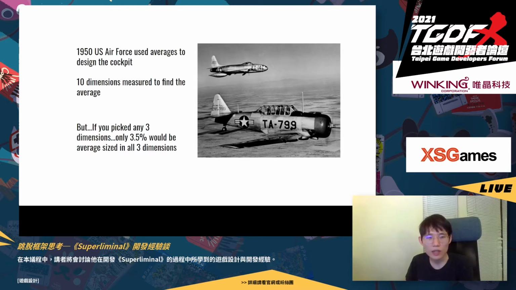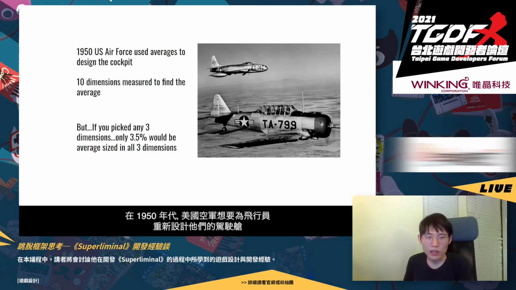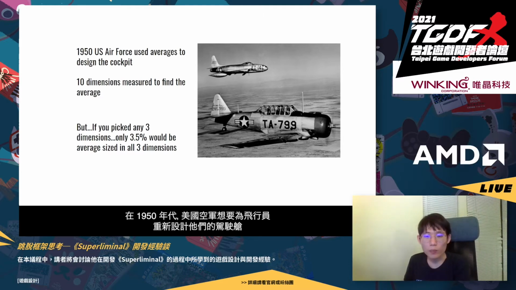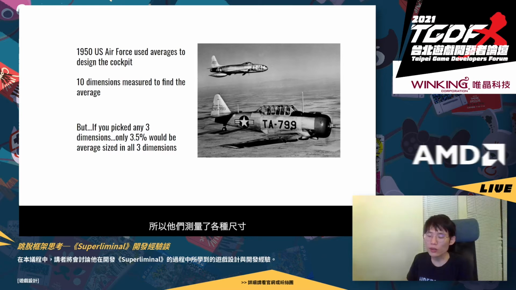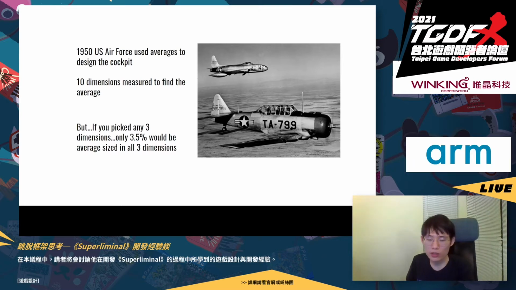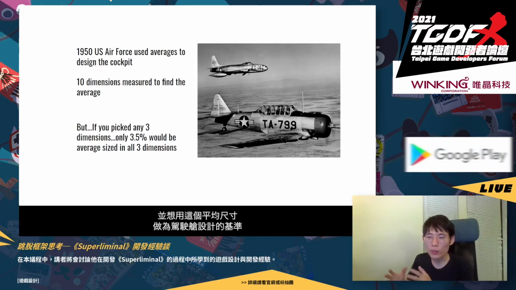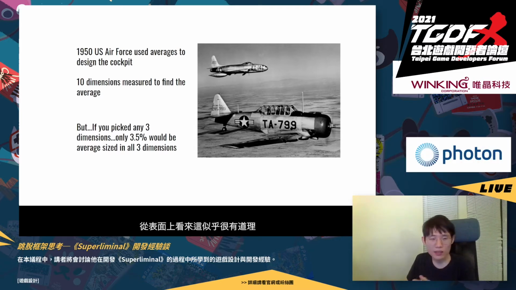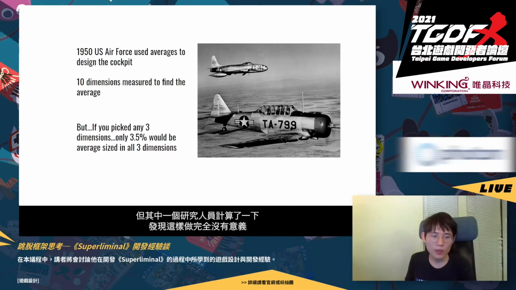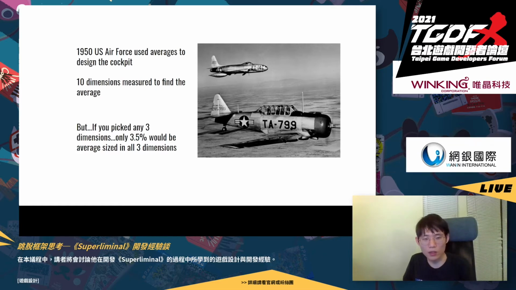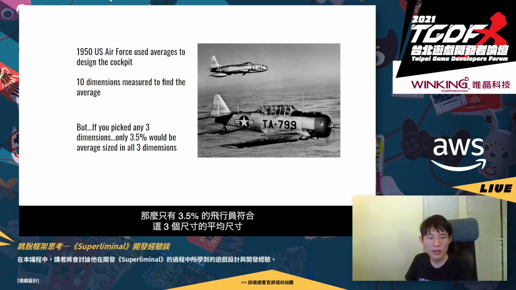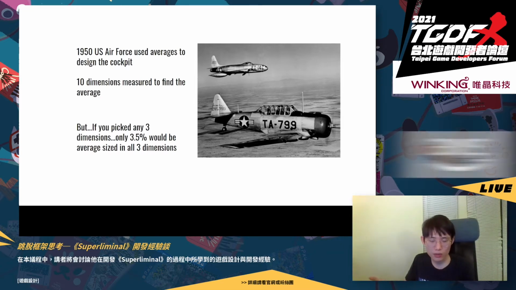In the 1950s, the U.S. Air Force wanted to redesign their cockpit for pilots, and so they measured a bunch of dimensions in order to find the average dimension, and they wanted to base the cockpit design on the average dimension. That seems to make sense, kind of on face value, but one of the researchers did the math and it didn't make sense at all. So if you pick any 3 dimensions, only 3.5% of the pilots would be average size in all 3 dimensions.